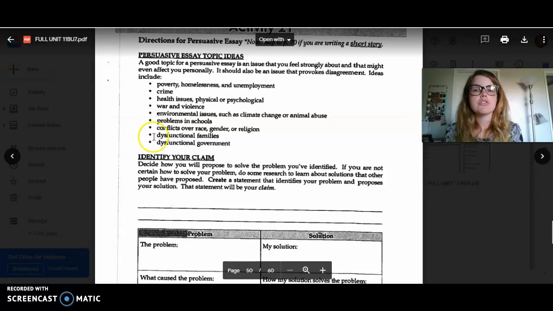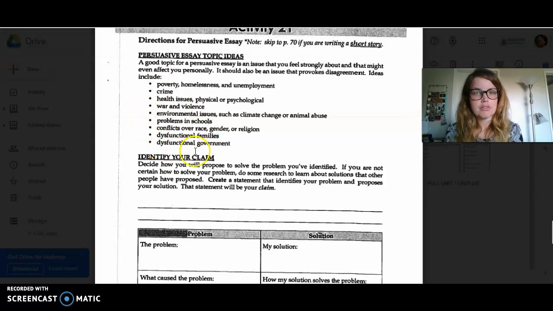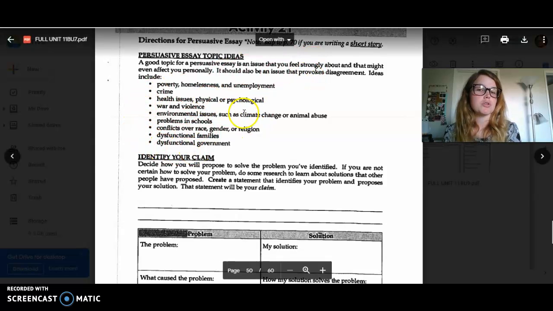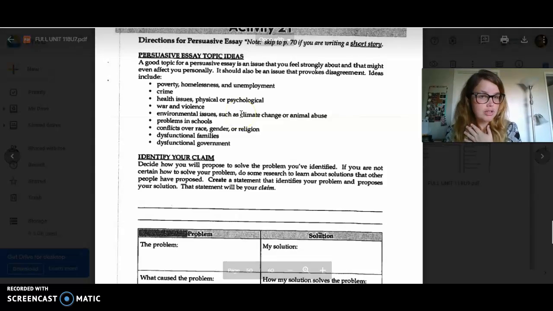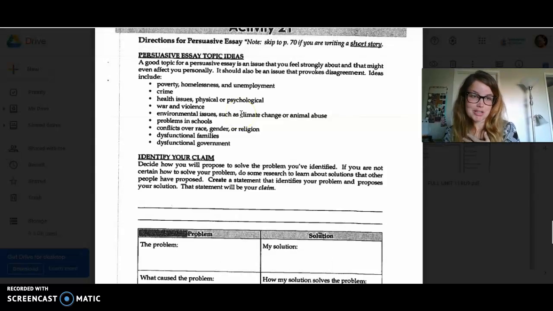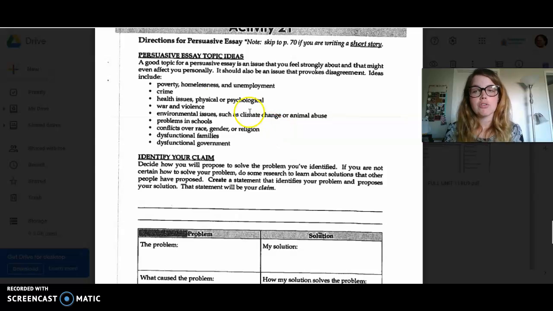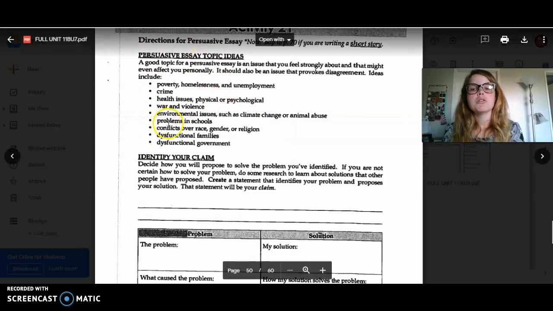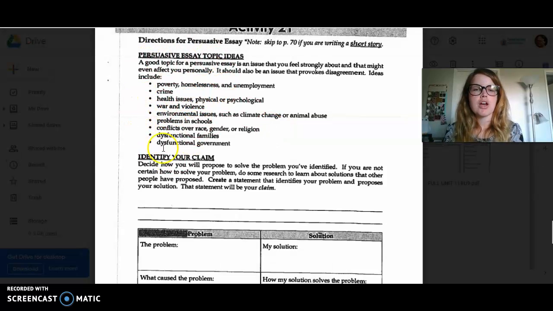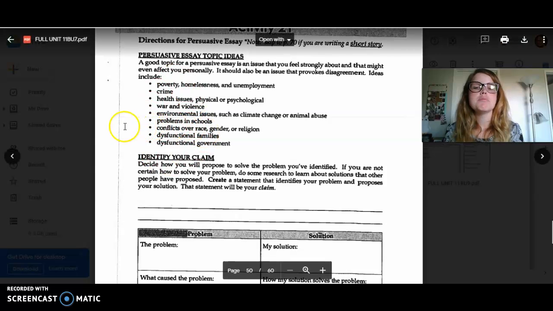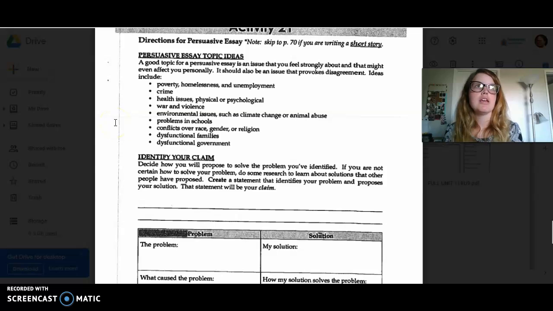So these are the directions for the persuasive essay. Skip to page 70 if you're writing a short story. So if I'm doing a short story, I don't have to do this page. But if you are, I'm going to go over it anyways. So persuasive essay topics, here's a few topics that you could look at. Remember, it has to provoke disagreement. If I am saying that the sky is blue, that's not a persuasive essay. That's a fact. There's no need to write that essay.